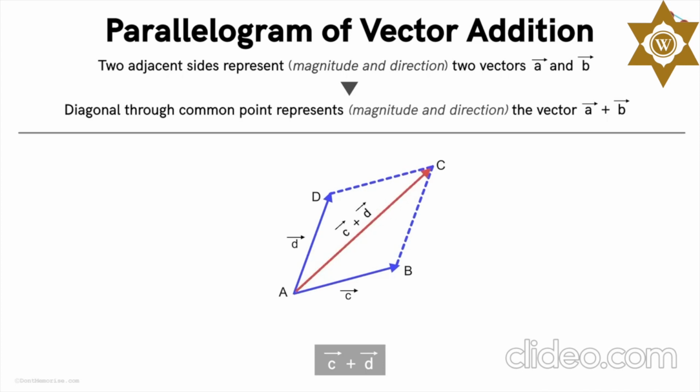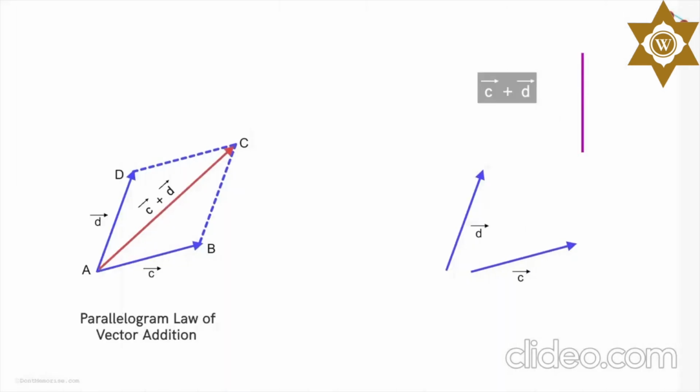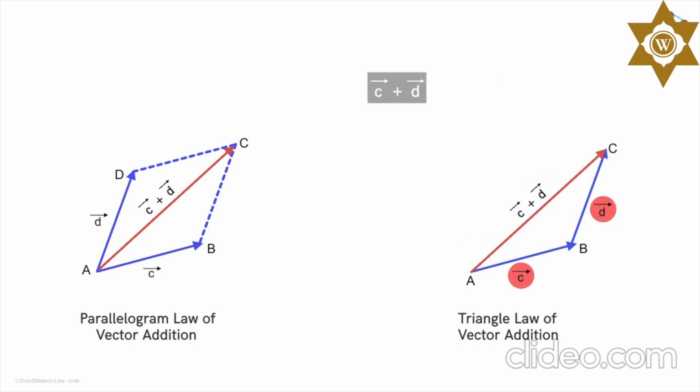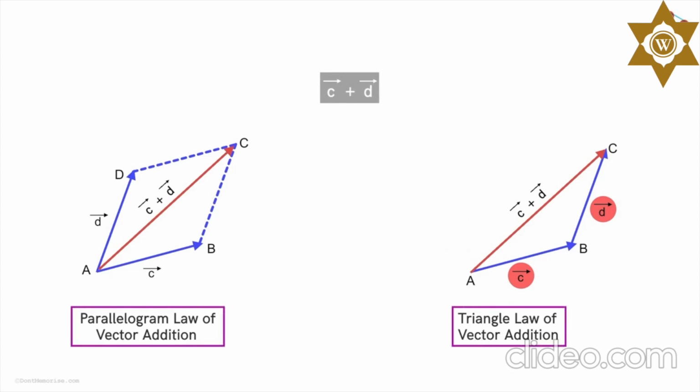But now wait. In the previous video, we saw that the sum of two vectors is given by the triangle law of vector addition. Here, according to this law, we move vector D such that its initial point coincides with the terminal point like this. So we see that these 3 points, A, B, C, will form a triangle. Now the third side of the triangle in the opposite order than these two represents the vector sum of these two vectors. Thus, we have two laws for vector addition.